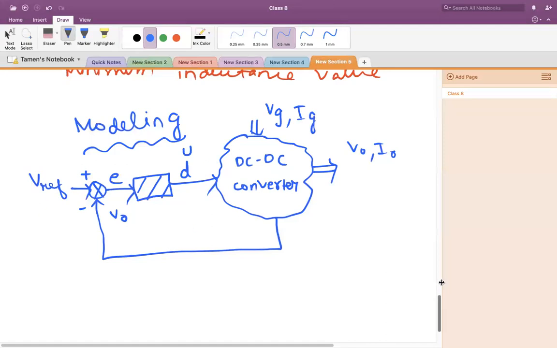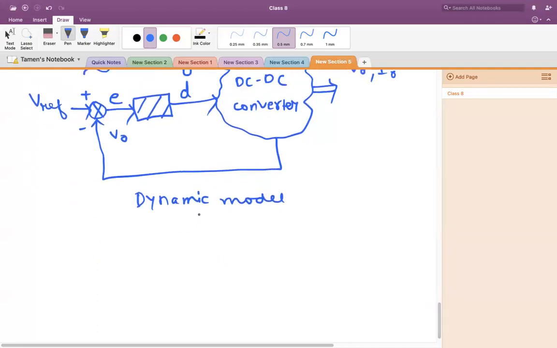So we have to model the circuit in such a way that we need to find out what the output is and how to compare it with the reference. So this dynamic model of a circuit, maybe a converter or any type of circuit, has two types of representation. One is called the state space representation.